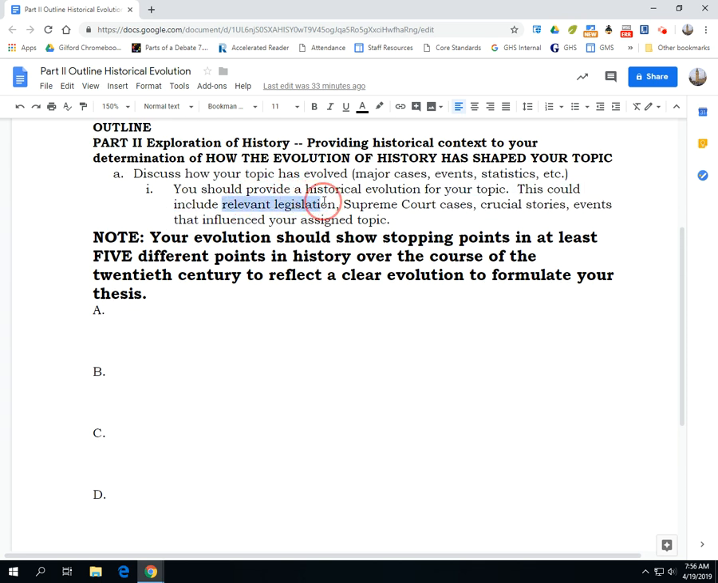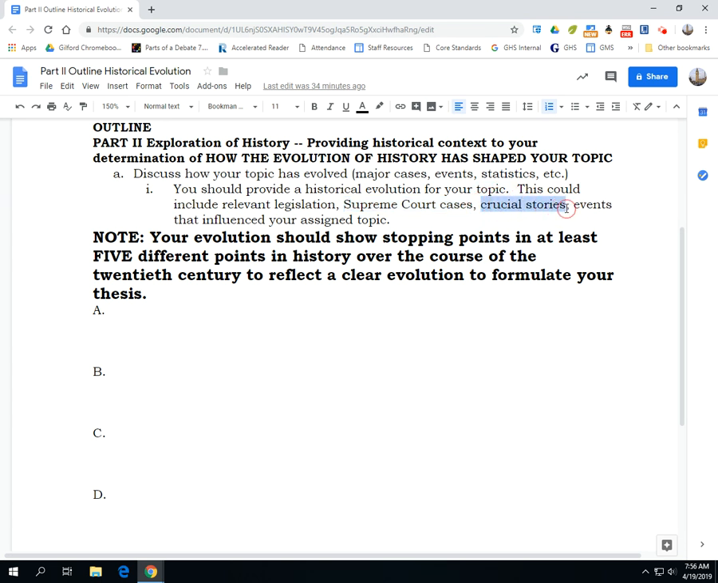You could think about relevant legislation. Have there been crucial laws that have been passed that have really formulated what has led to the controversy or argument of your topic? Supreme Court cases. Are there any aspects of constitutionality with your topic? And searching that will help you. Typing in what your topic is in Supreme Court cases, you might come up with some great stuff. If your topic doesn't have anything to do with constitutionality, then obviously you wouldn't look for Supreme Court cases.